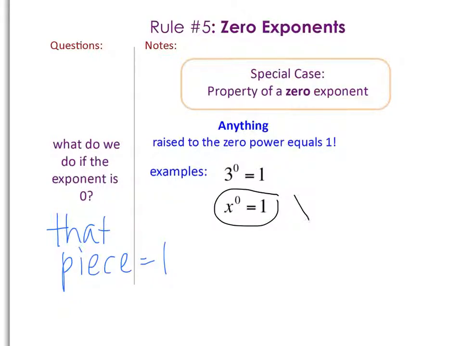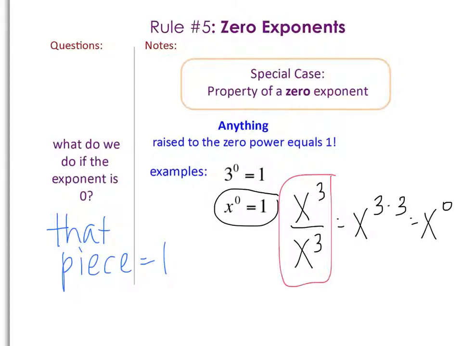Think about if I had x to the 3rd over x to the 3rd. Well, that would be x to the 3 minus 3, or x to the 0. But anything divided by itself, we know equals 1. So this would automatically equal 1 from the start, meaning that x to the 0 equals 1.